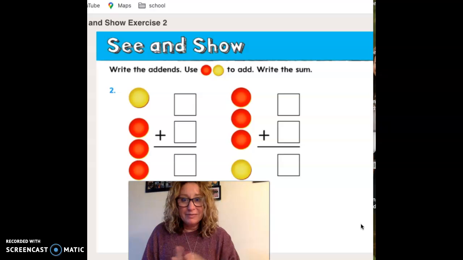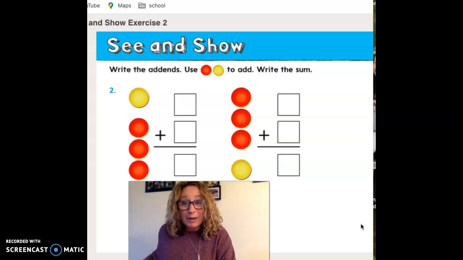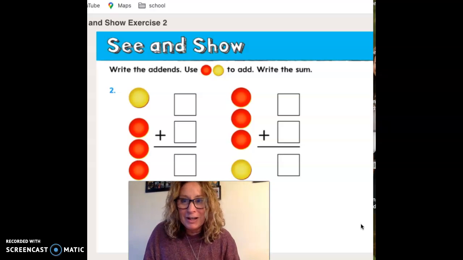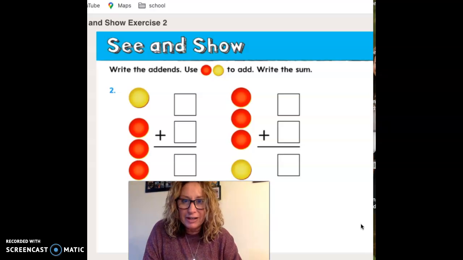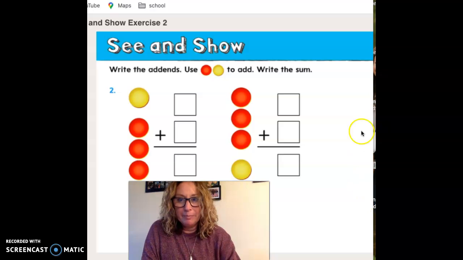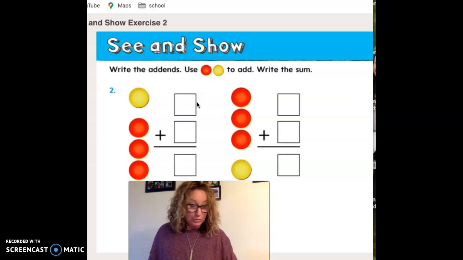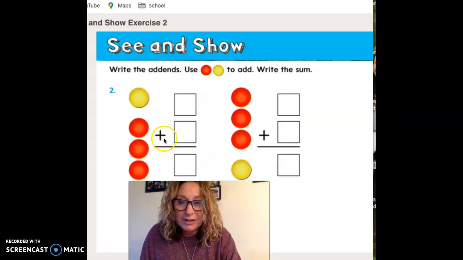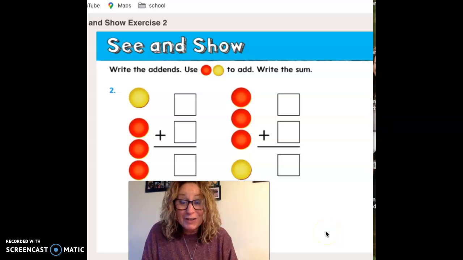Write the addends. So you're going to go ahead, you can work on this again on your whiteboard with your dry erase marker, or you can use paper and pencil too. So write the addends and then look at these counters. If you want to use counters too, you can. And then find the sum. Now look at this. These are going up and down vertically, so we can add that way too. And remember, this line right here is what you use for the equal sign. Okay? So go ahead and solve these and then share out.